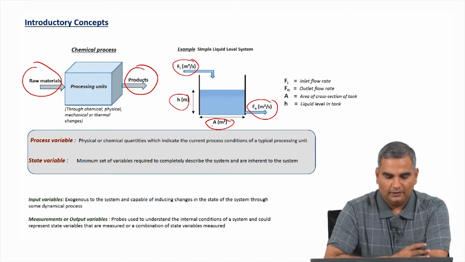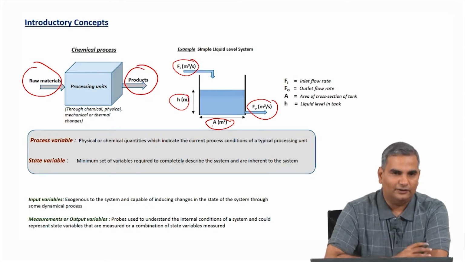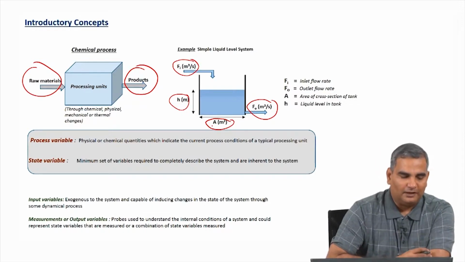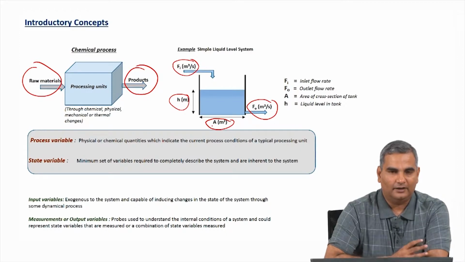Now, these process variables could be further categorized as input variables, output variables or measurement variables, or state variables. So, I am going to explain each one of these in this lecture. State variable is an important concept, and it is also a slightly difficult concept in the sense that sometimes it feels that we call some variables state variables arbitrarily. Sometimes it feels that we could have equivalent sets of variables being called a state variable and so on.